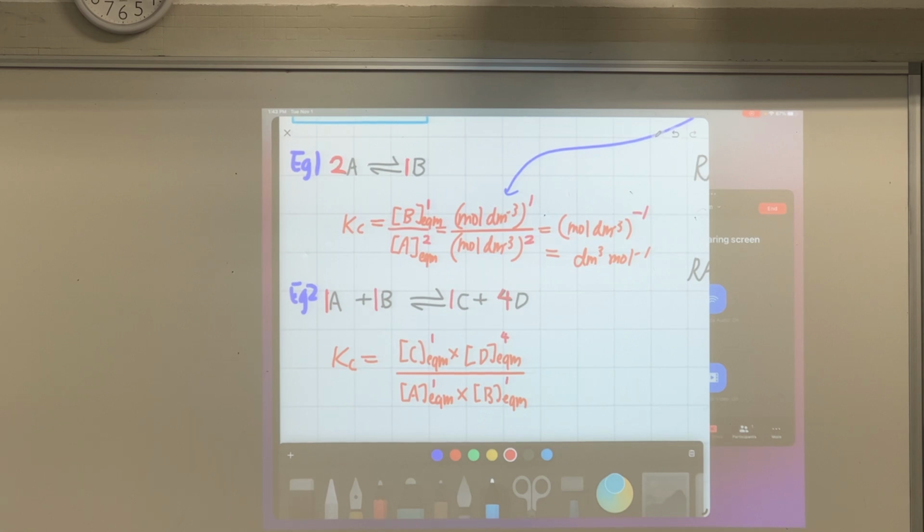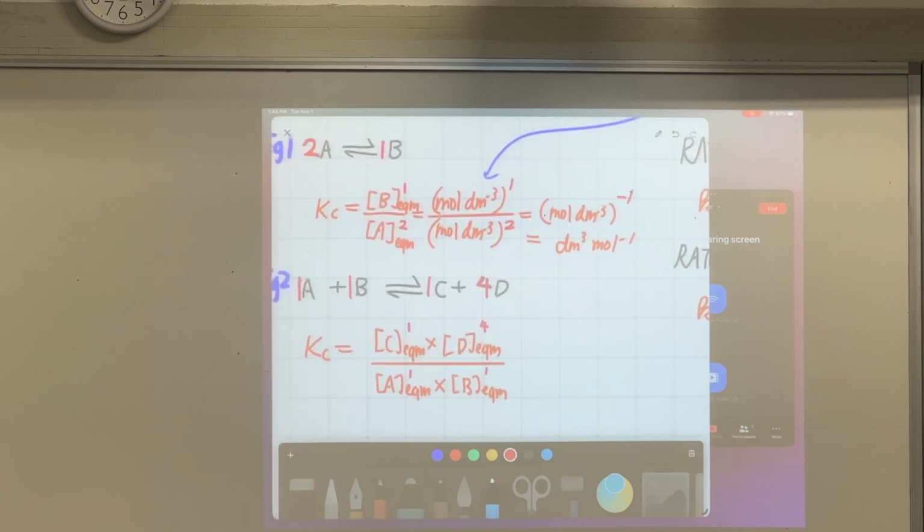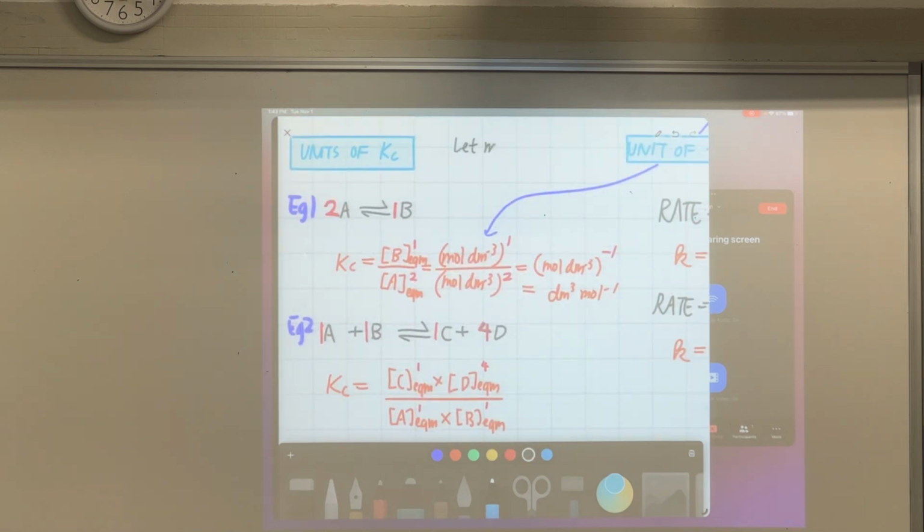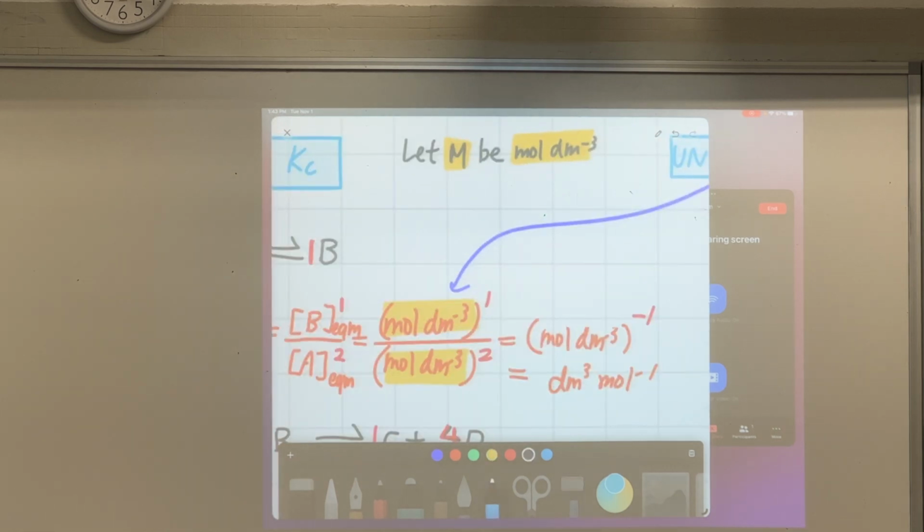So what is the unit of equilibrium constant here? Remember the trick I taught you? It may not be easy dealing with mole per dm cube, so let capital M mean molar, which is mole per dm cube. You can rewrite mole per dm cube as M to make your life easier. Now we have M to the power 1 over M to the power 2. What is that? 1 over M, or M to the power of negative 1.